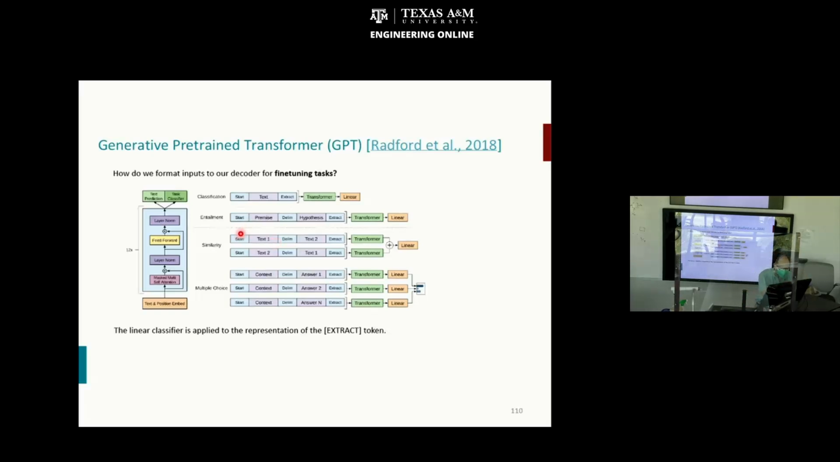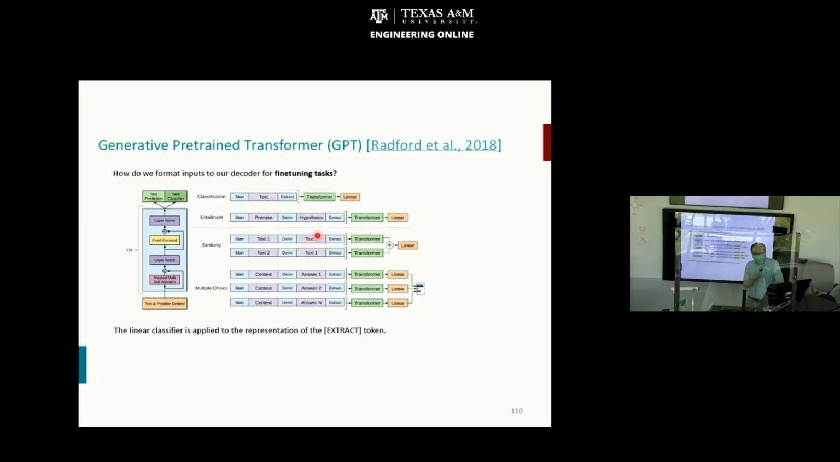I think this is really interesting. Let's look at it. You have two sentences, text one and text two, but I combine them into one sequence. I introduce a start token, and then text one is tokenized at the word level or character level. Then I introduce a delimiter between these two sentences. Then I have text two. And in the end, I have an extract token.